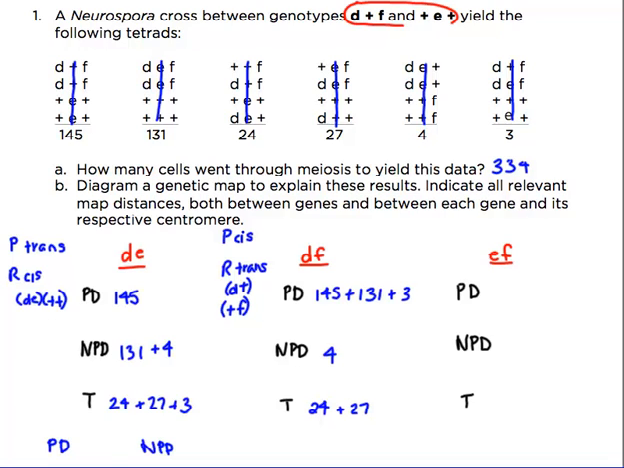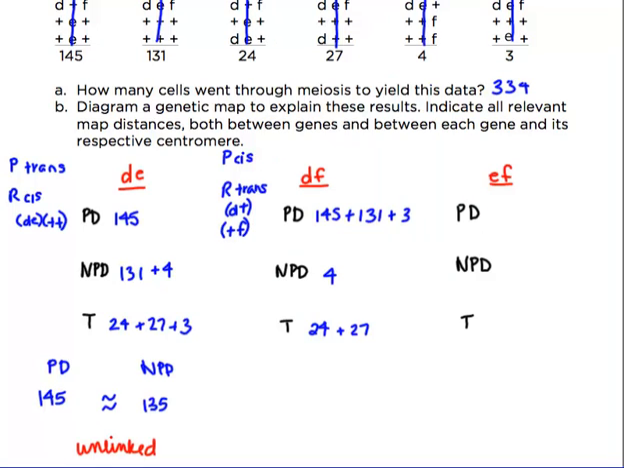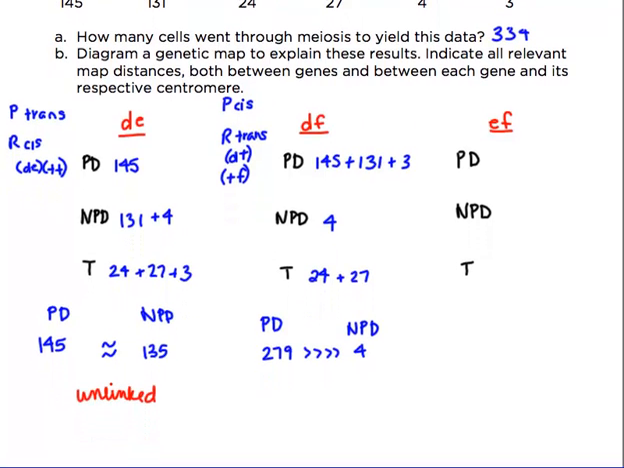So if you add the total parental ditypes here, you have 145 plus 131 plus 3. You get 279. Now this is obviously way larger than 4, which is the number of non-parental ditypes. When you see that parental ditypes is much larger than non-parental ditypes, this indicates that D and F are linked.